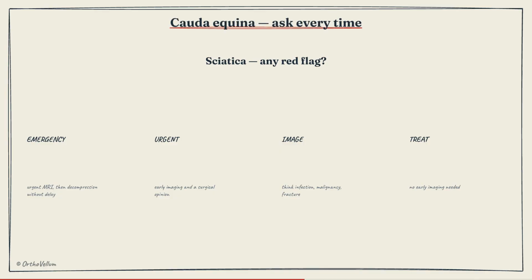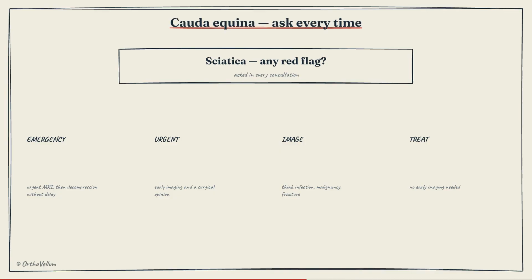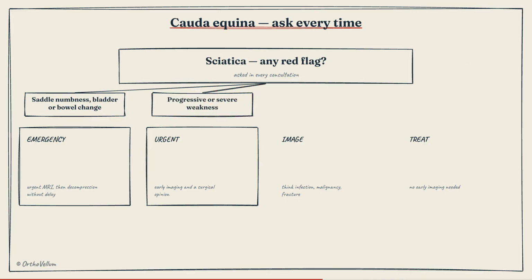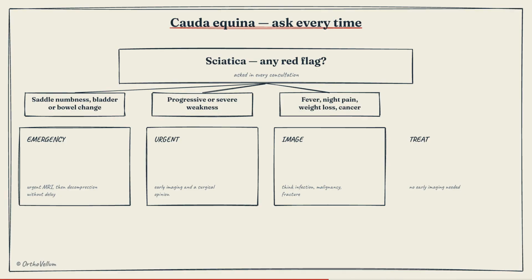Cauda equina syndrome is the one that must never be missed, and it is the reason you ask about bladder and bowel function in every single patient with sciatica, however routine they seem. Below the conus, the lumbosacral roots run as the cauda equina, and a large central disc herniation can compress the whole bundle at once. The warning features are bilateral leg pain, saddle anesthesia, numbness around the perineum, genitals and inner thighs, new bladder dysfunction, most ominously painless retention with overflow, loss of bowel control, and loss of anal tone or sexual function. Suspecting it is an emergency.